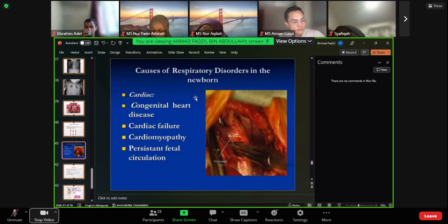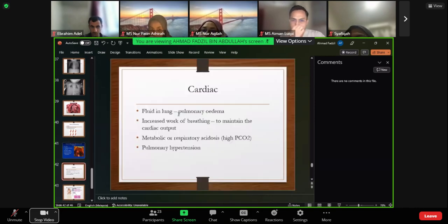The other group is heart disease. It can be congenital heart disease, cardiac failure, cardiomyopathy, persistent fetal circulation. All these cardiac abnormalities can cause newborn distress. It can be due to lung fluid, which makes the lung very stiff and increases the work of breathing to maintain the cardiac output. In certain cases, especially cardiac failure, it results in metabolic respiratory acidosis with high PCO2. Congenital heart disease includes cyanotic heart disease.